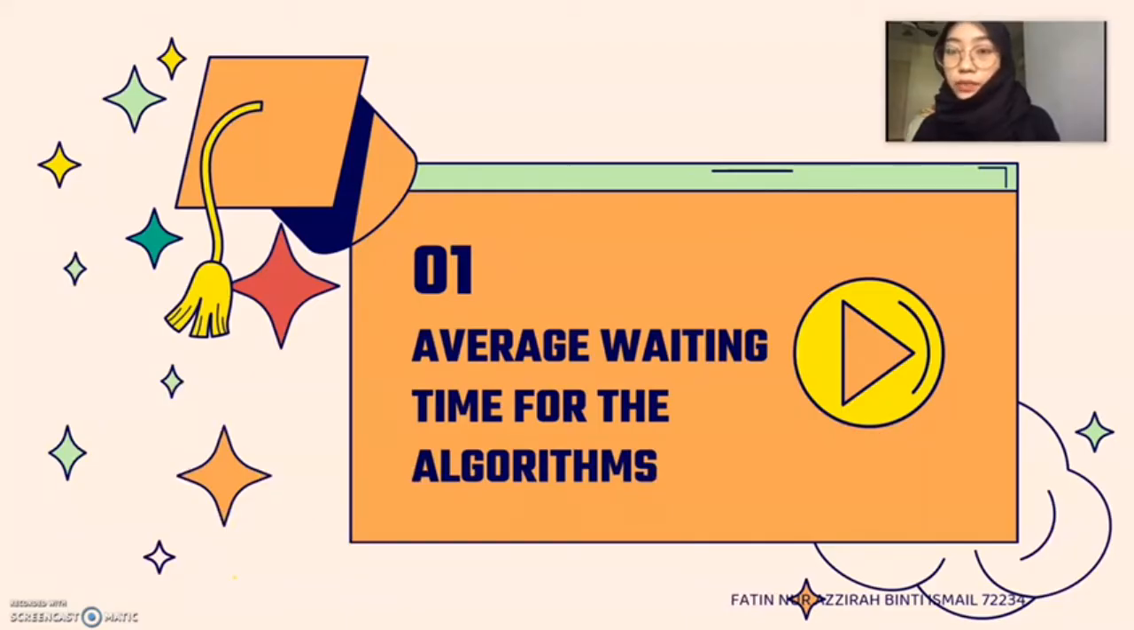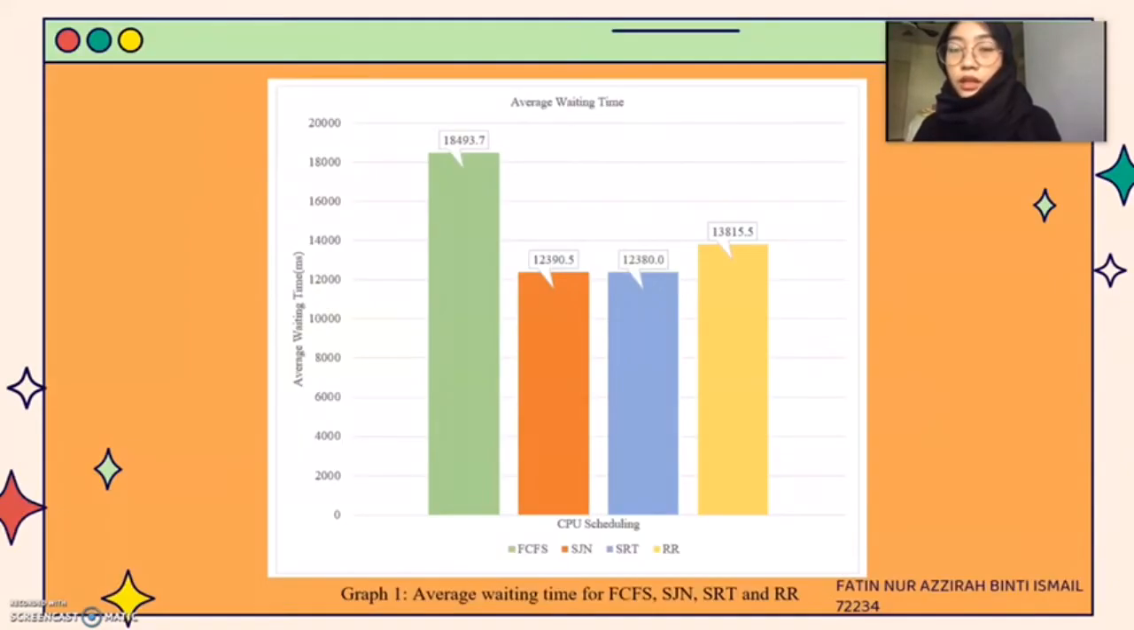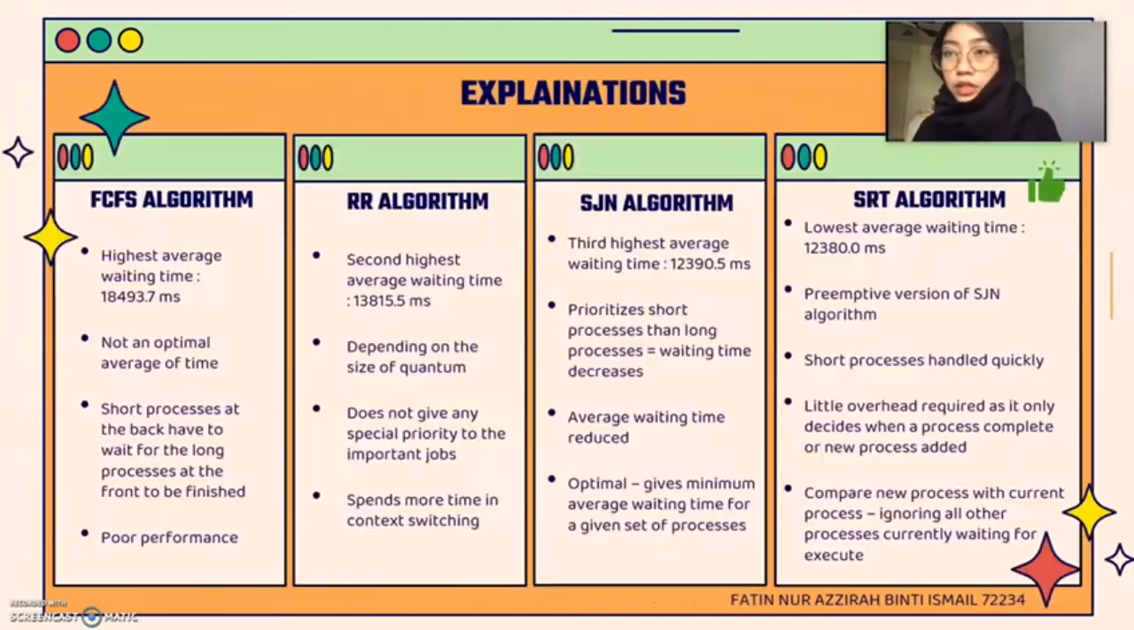About average waiting time of 4 algorithms, which is first come first serve, shortest job next, shortest remaining time, and round robin algorithm. The graph shows that first come first serve is the highest average waiting time, followed by round robin, shortest job next, and shortest remaining time algorithm. So proceed to explanation. Based on the figure 1, first come first serve algorithm has the highest average waiting time compared to other algorithms, which is 18493.7 milliseconds. This shows that first come first serve is not an optimal average waiting time.